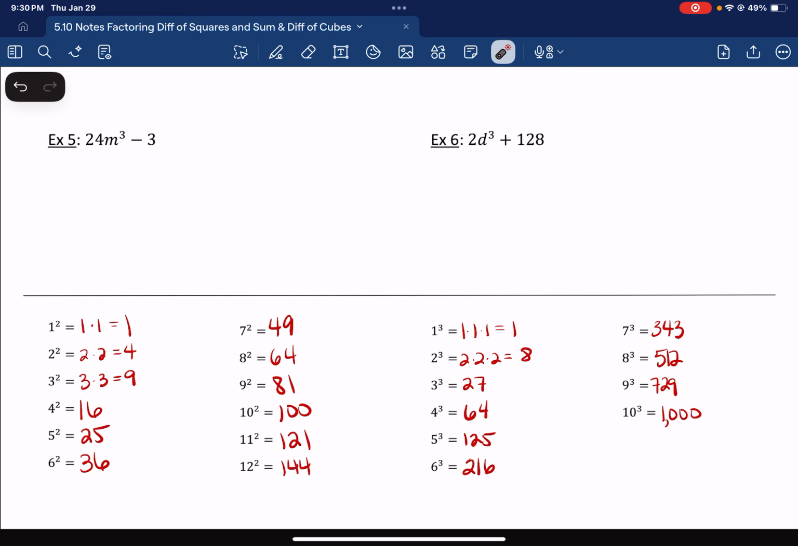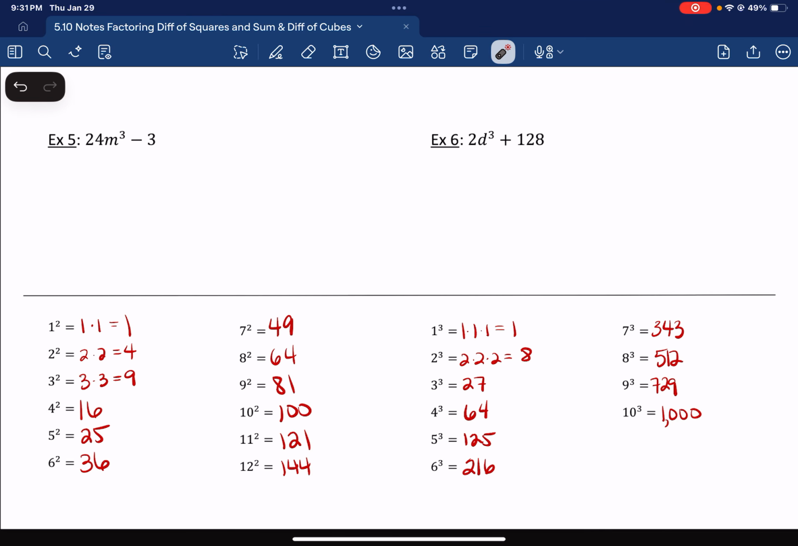Okay, so what is a perfect square? Well, if you take a number and you multiply it by itself, the product would be a perfect square. So for example, 7 squared is just like saying 7 times 7, which gives us 49. 49 is a perfect square. What's a perfect cube? Well, let's take 7 to the third power. Its product is 7 times 7 times 7, which gives us 343. So 343 is a perfect cube.